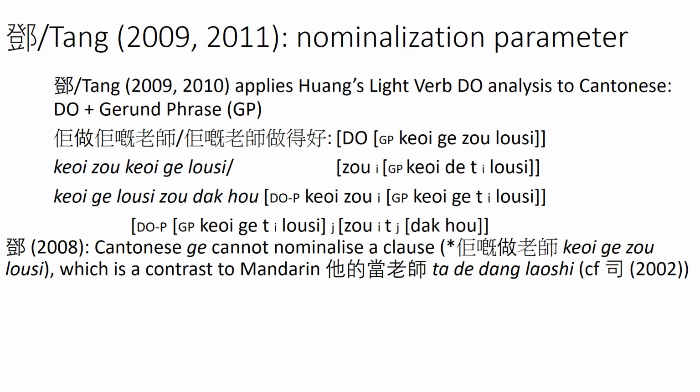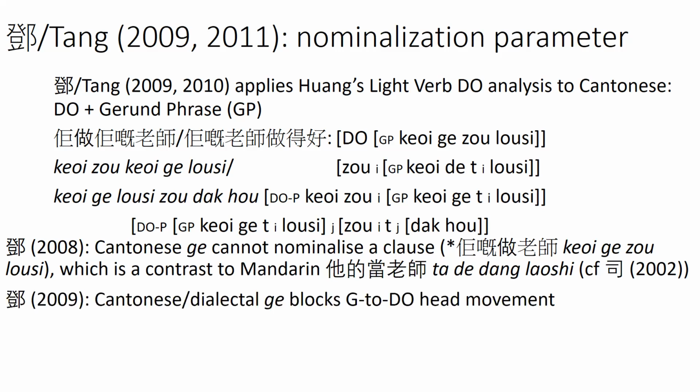Okay, so you get normalizing a clause, which is not possible in Cantonese, according to Huang. 佢嘅做老師 is not grammatical. In 2009, Huang proposes that Cantonese and also dialectal G forms blocks the head movement of verb from GP to do. So that's another reason why he says that we cannot get the activity nominal in subject position.